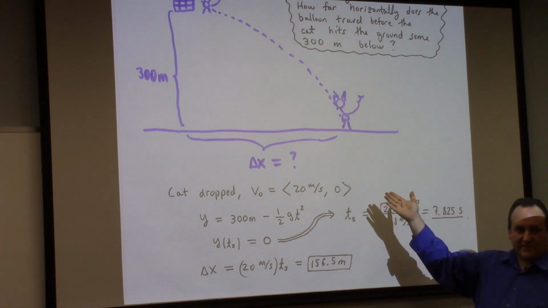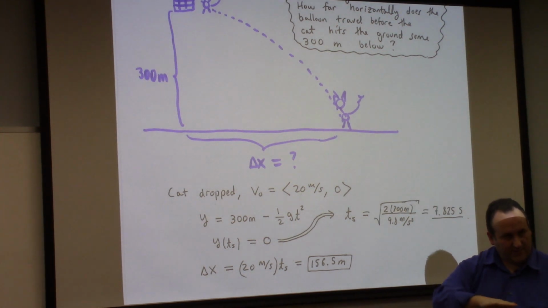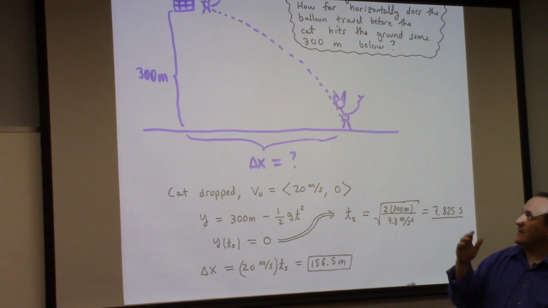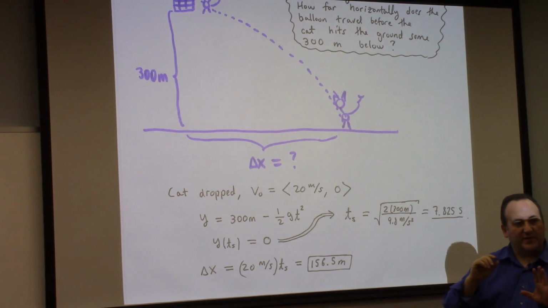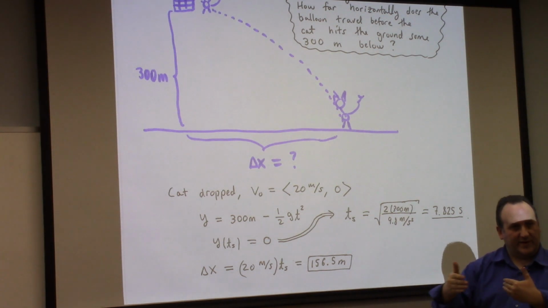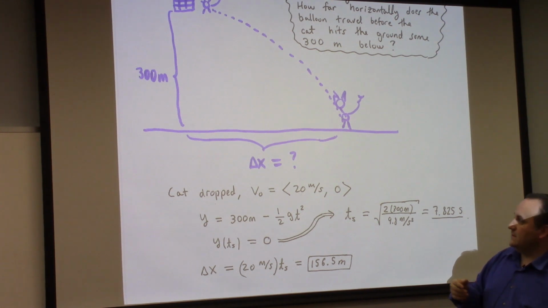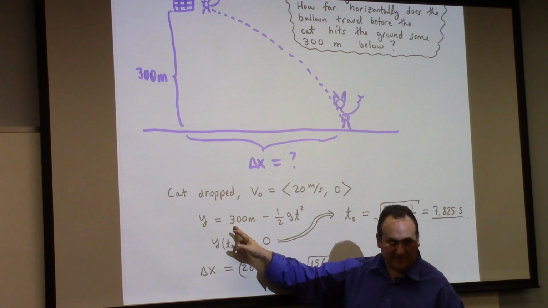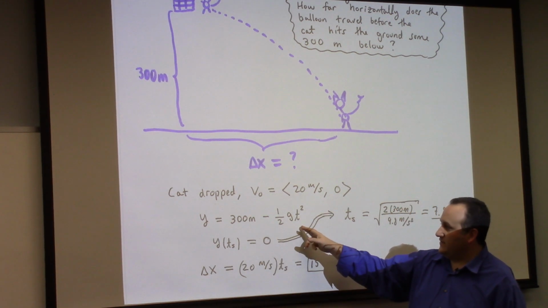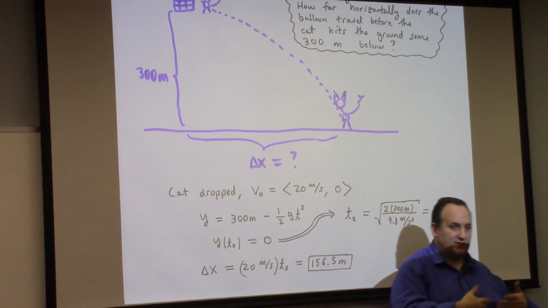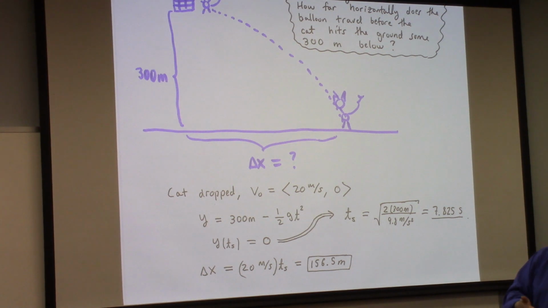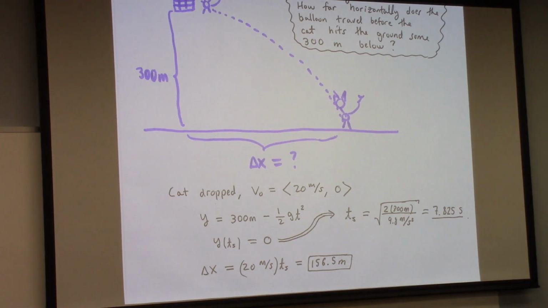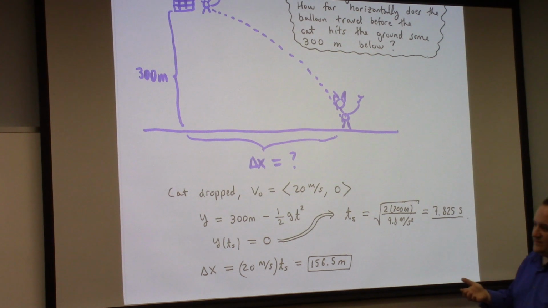The initial y velocity is 0 because it just drops, right? But it has an initial x velocity of 20 meters per second because the cat's initially with the balloon, right? Okay, so my equation for y is 300 meters, that's its initial position, minus 1/2 g t squared. There's no time term here, again, because the y velocity initially is 0, all right? And so I'm looking for the time the cat goes splat, which is when y equals 0.